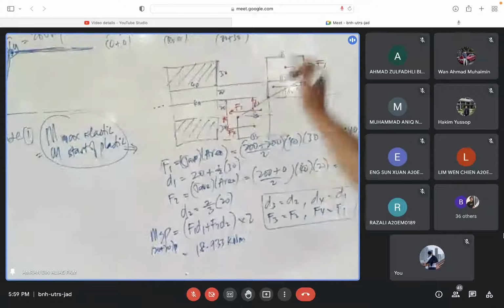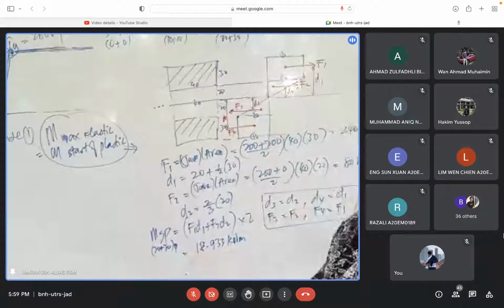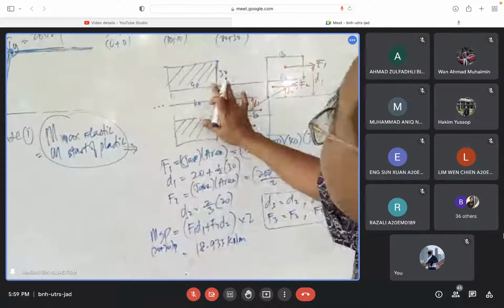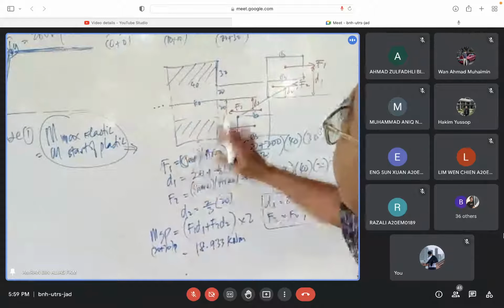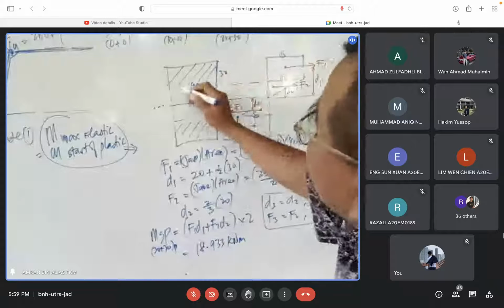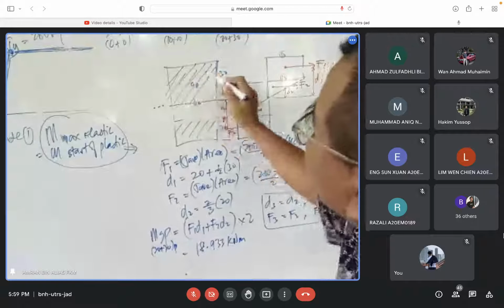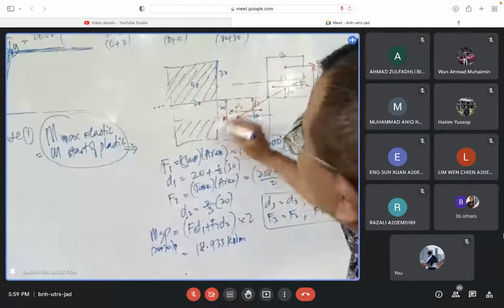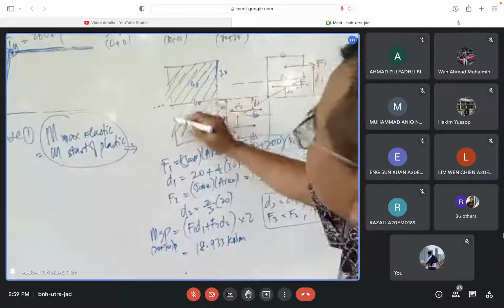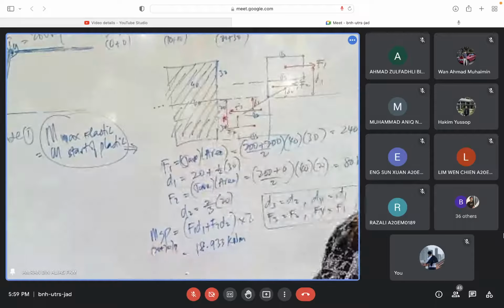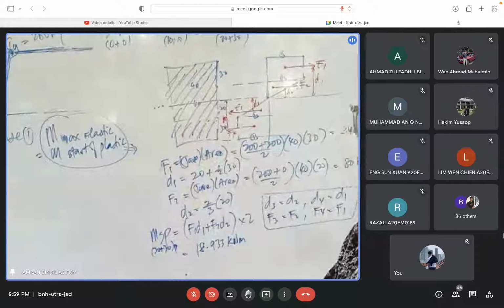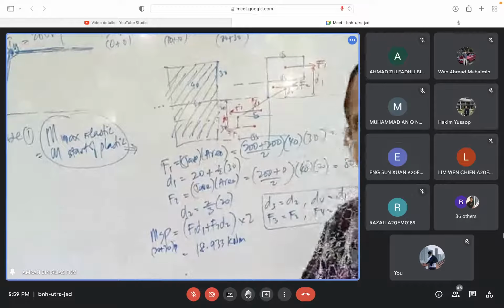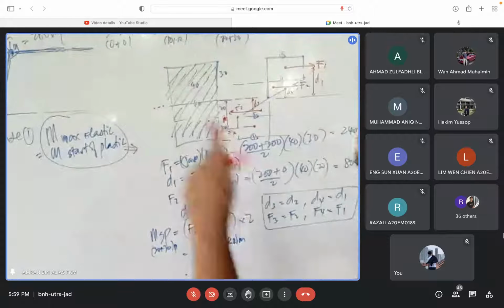So what is the maximum one? Maximum one, this 30 becomes what? 50. This 30 becomes 50. All are plastic. This 30 also becomes 50. All are plastic. So what do you call it? This is called fully plastic. Are you with me? Yes. We can calculate the moment for fully plastic.